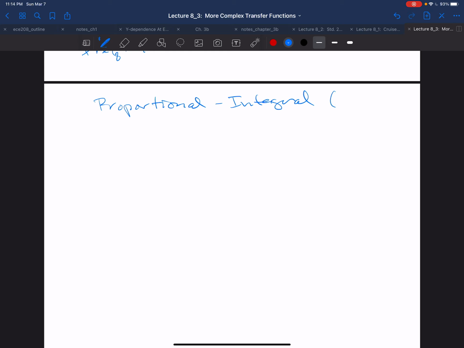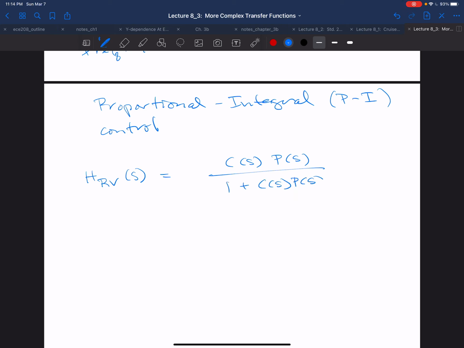This is often abbreviated to PI control. So in this case, our transfer function from the reference input to the speed of the vehicle, which is in general C of S P of S over 1 plus C of S P of S. In this case, we're going to have a controller transfer function that looks like Kp plus Ki over S. So in other words, our control input, U, will have a term that is proportional to the error signal and another term that is proportional to the integral of the error signal, combining the two features of the previous controllers.